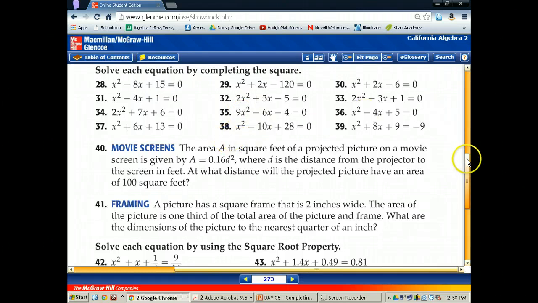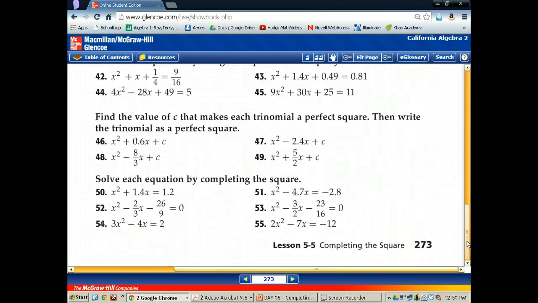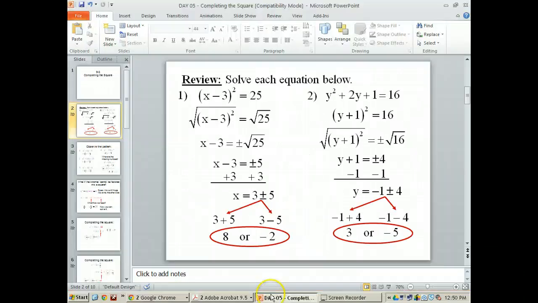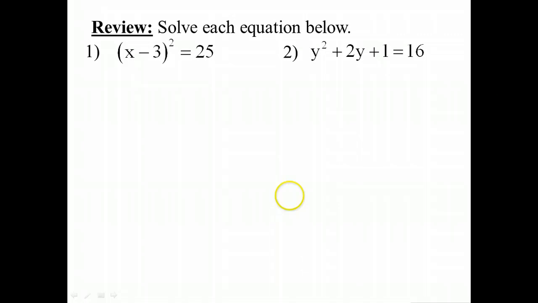So today your homework is going to be actually 32 to 35. I'm going to show you one little extra step, and also 54 and 55. What happens when there's a number in front of the square term? First, let's start with just a refresh from yesterday.